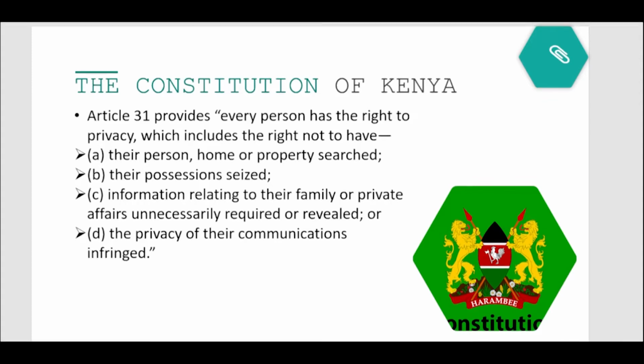So Article 31 is very clear in terms of privacy. Every person has the right to privacy, and it includes the right not to. Of course, someone should not stop you on the street and want to search your home without some reasoning. And of course, your possessions should not be seized. Your information, especially your information regarding your family, your private information, should not be unnecessarily revealed.